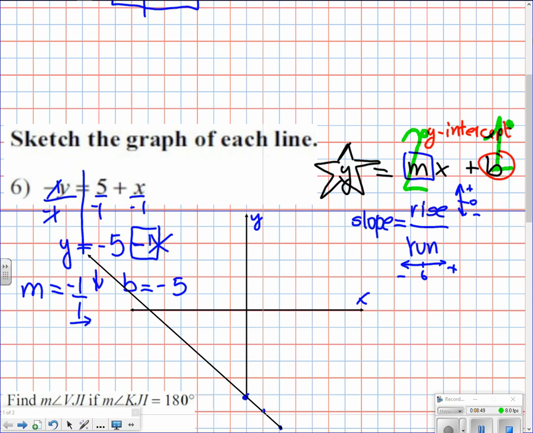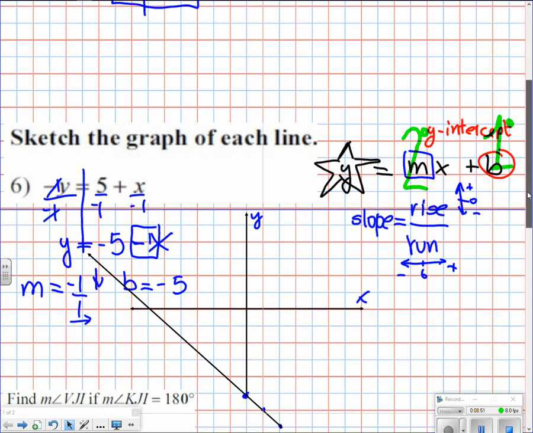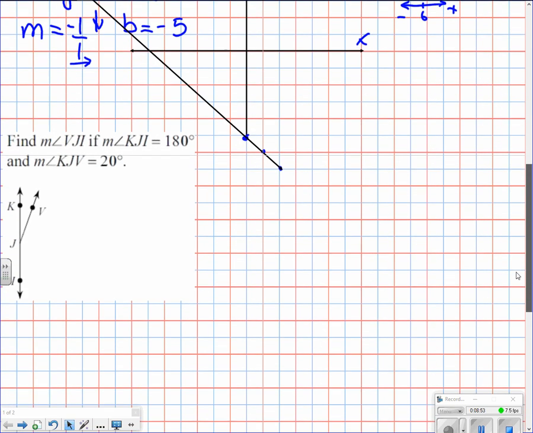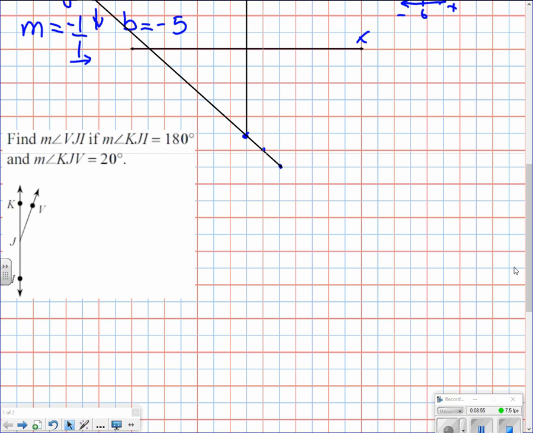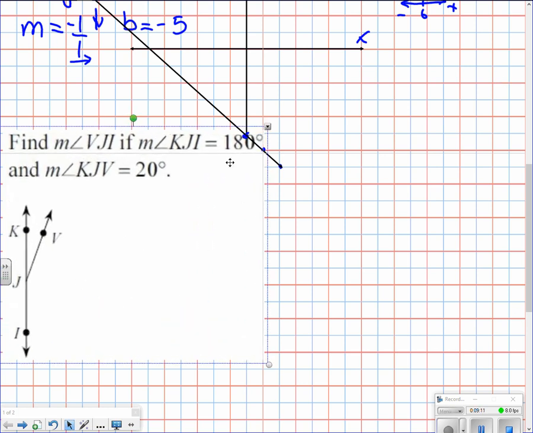Now, next problem that I have for you is this problem right here. Find the measurement of angle BJI if measurement of angle KJI is 180 and measurement of KJB is 20. Now the way you do it, I'm gonna put this information on my graph.